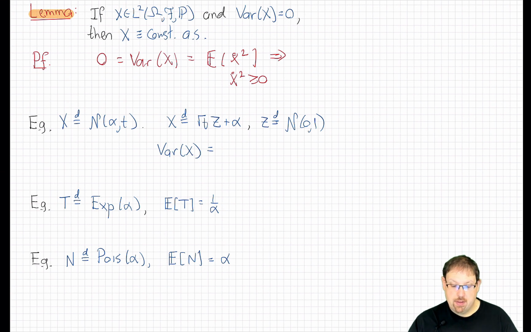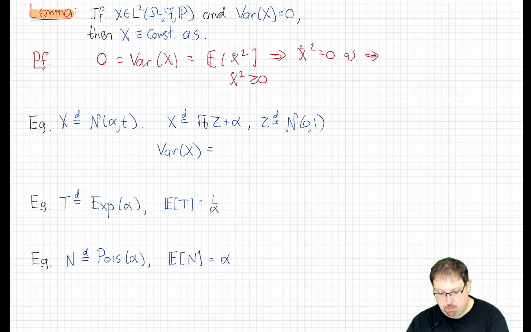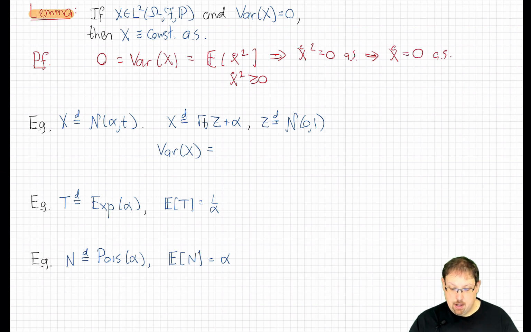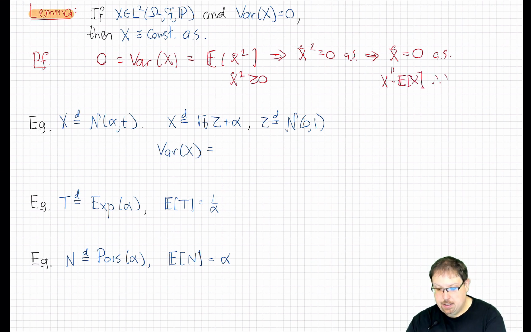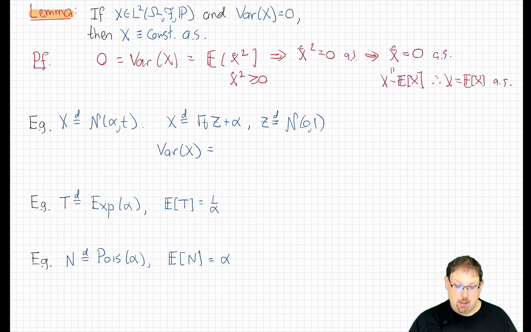So we know that if the integral of a non-negative random variable is 0, then that random variable is 0 almost surely, which of course implies that x circle is 0 almost surely, but x circle is x minus its expected value. And so that says that x is equal to its expected value on a set of full probability. Its expected value is a constant, and that proves the result.